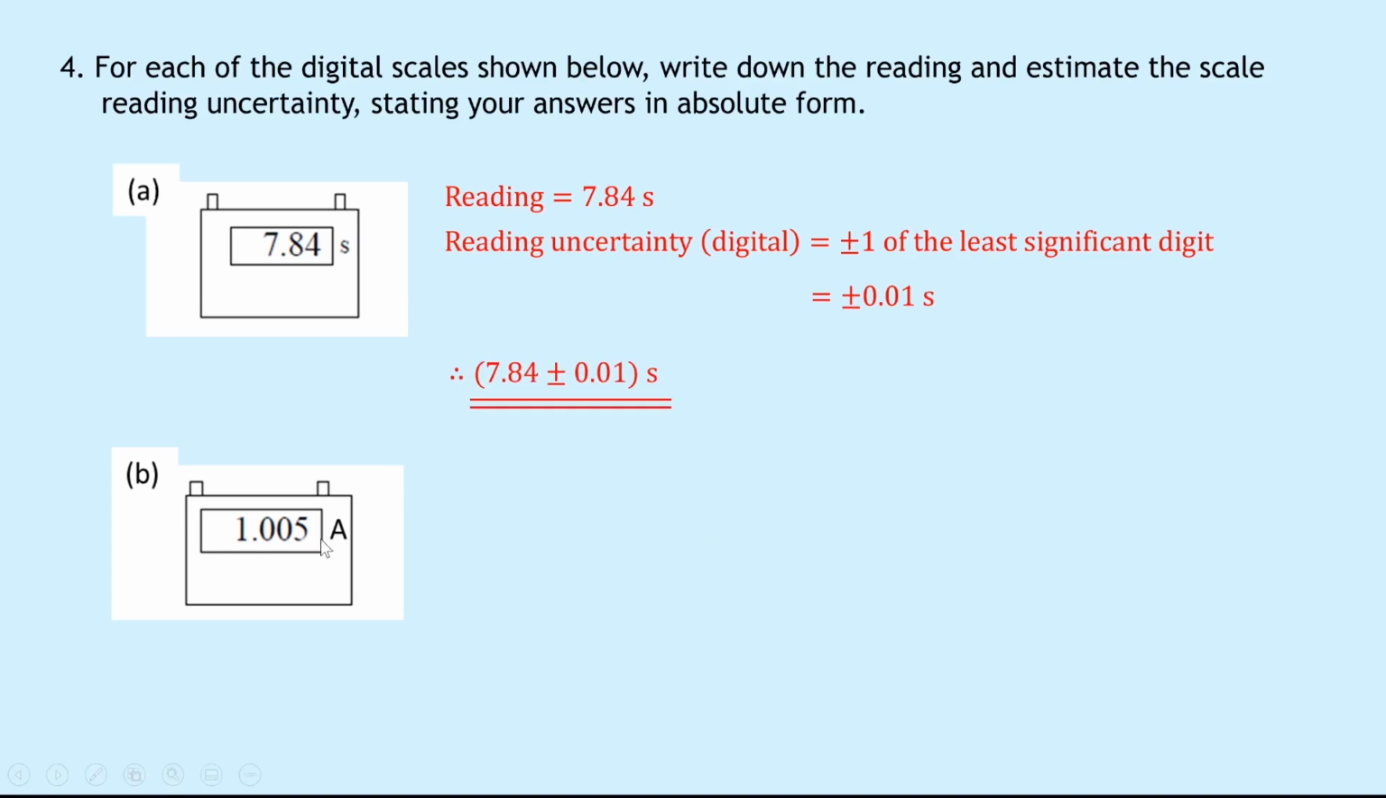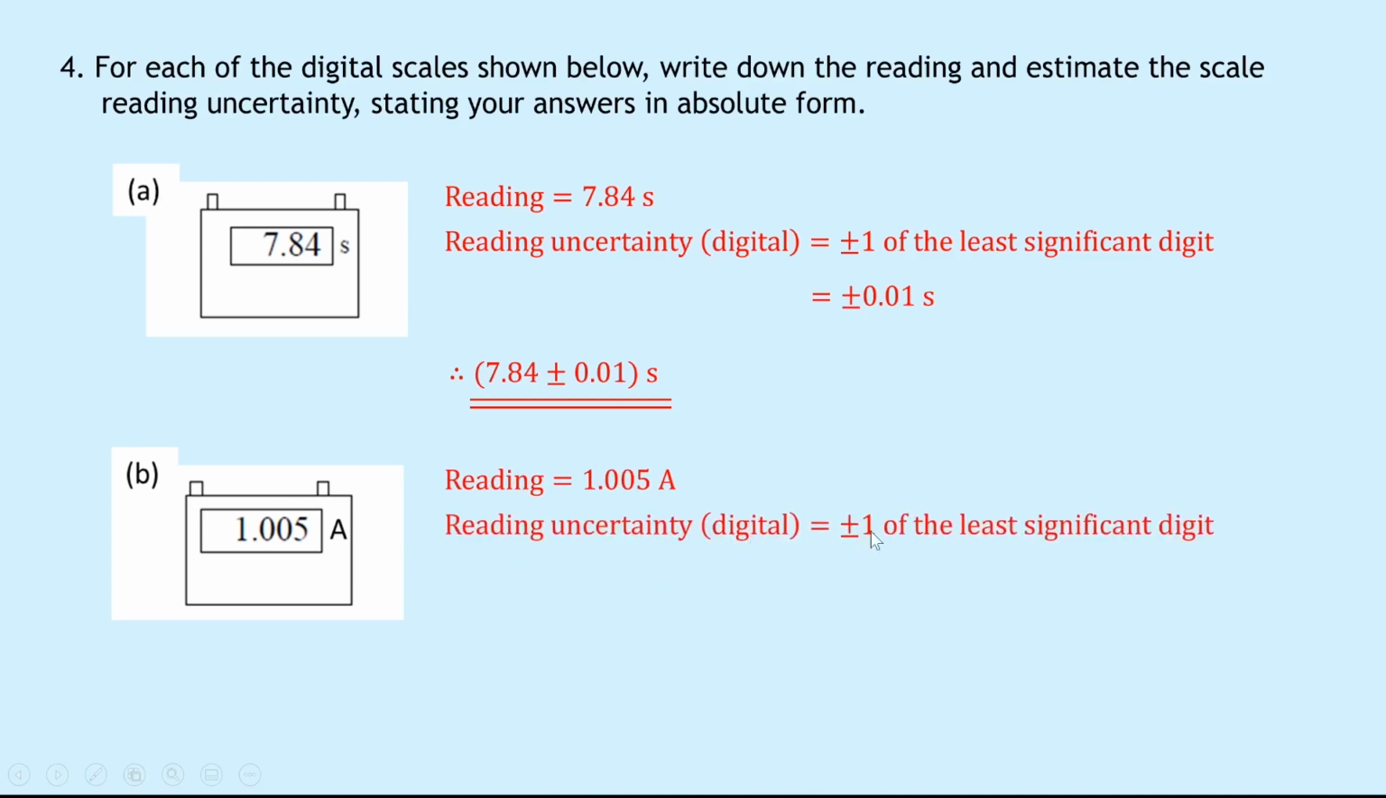Part B is 1.005 amps, so this might be a reading on an ammeter, for example, and the reading is therefore quite straightforward, 1.005 amps. Our uncertainty in the digital scale is plus or minus 1 of the least significant digit, and the least significant digit here is the 5, but remember the 5 doesn't matter, it's the smallest non-zero value that this number can take, which is 0.001, so our reading uncertainty is plus or minus 0.001 amps. Writing this in absolute form, we have 1.005 plus or minus 0.001 amps.